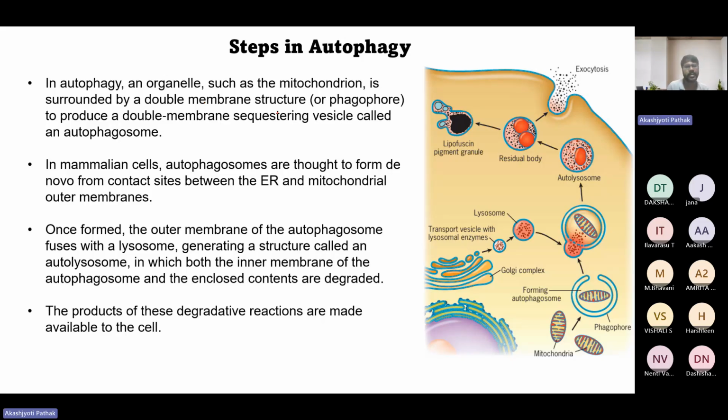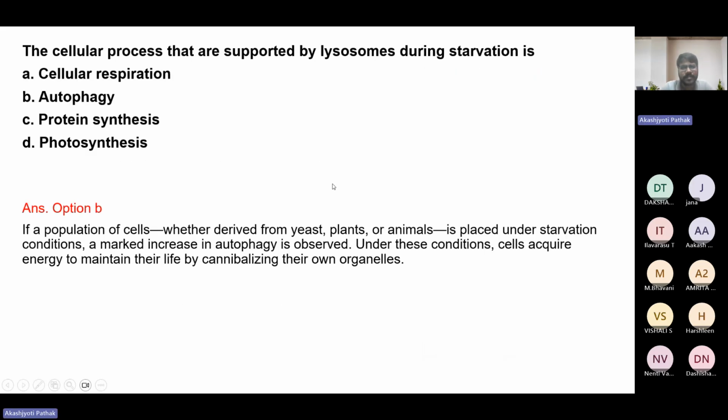Here also the same thing is written, that mitochondria gets surrounded by a double membrane structure called autophagosome. Then in the mammalian cell, autophagosomes are thought to form de novo from contact sites between ER and the mitochondrial outer membrane. Once formed, the outer membrane of the autophagosome fuses with lysosome, generating a structure called autolysosome. It is sometimes called autolysosome, sometimes phagolysosome. So there are different names for the same thing. And the enclosed protein gets degraded. Okay. So I forgot to add the animation.